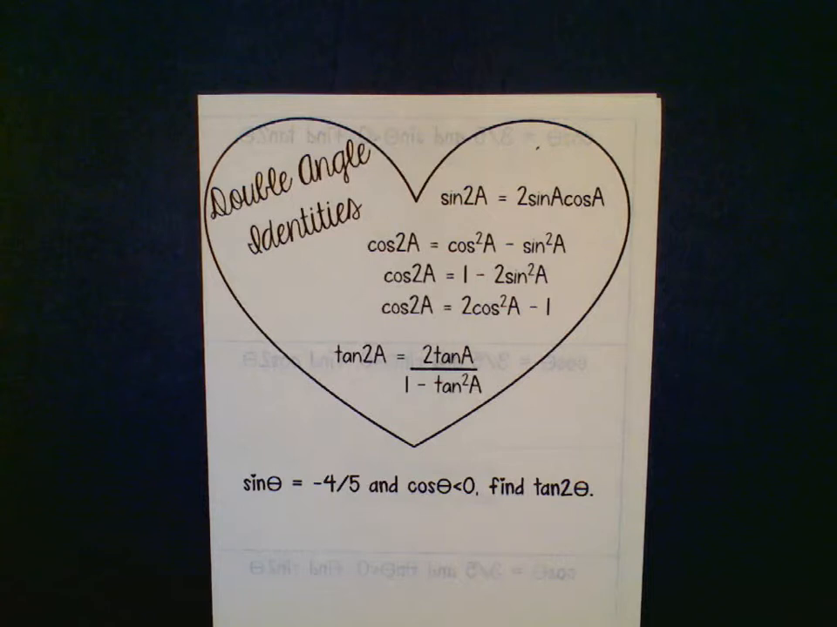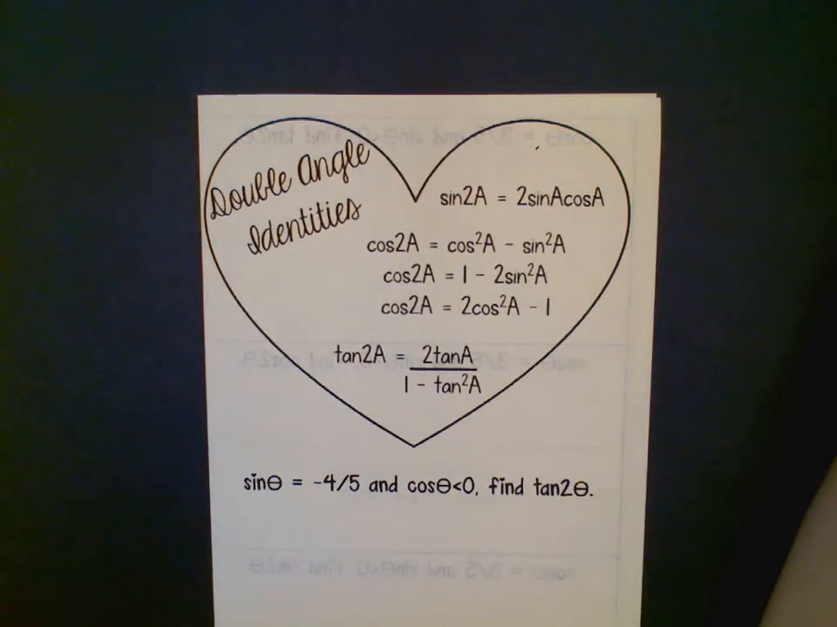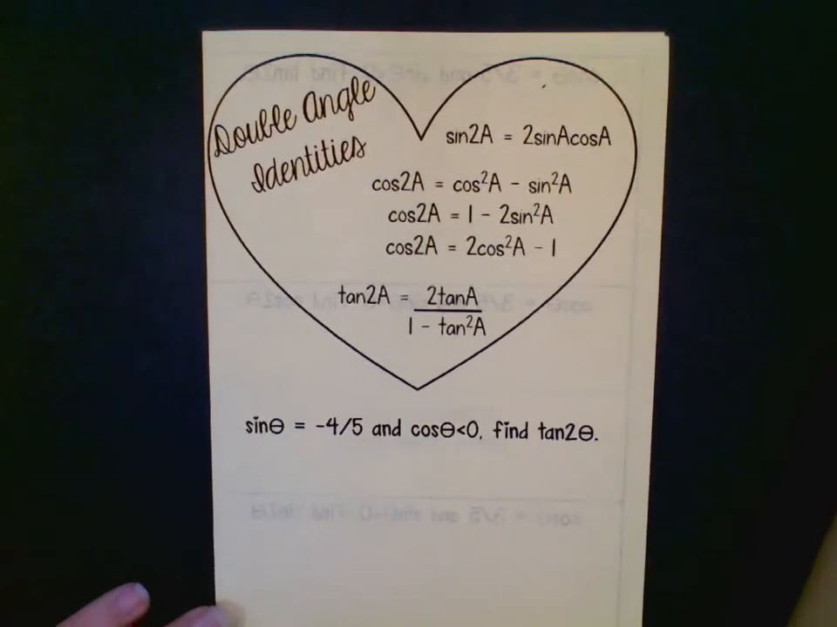These are helpful for finding values of angles that aren't our perfect ones, kind of like what we did with our sum and difference identities, how we could find the sine of 15 by using the difference.